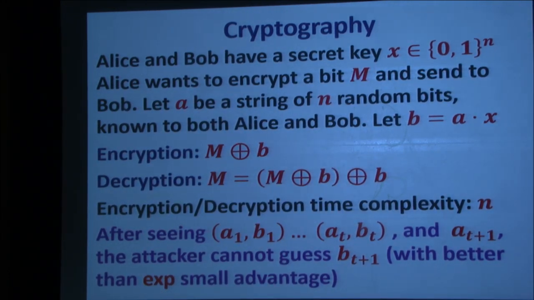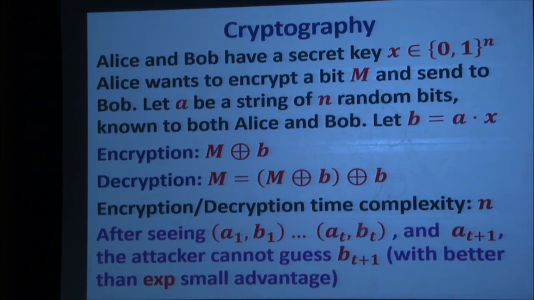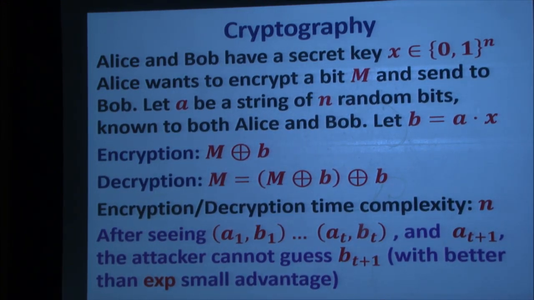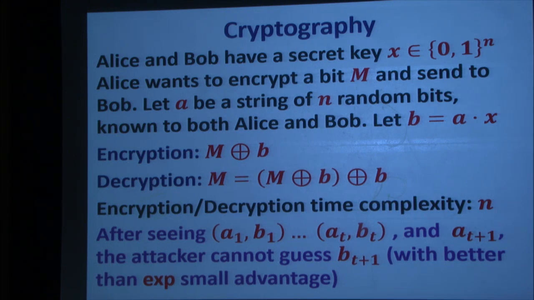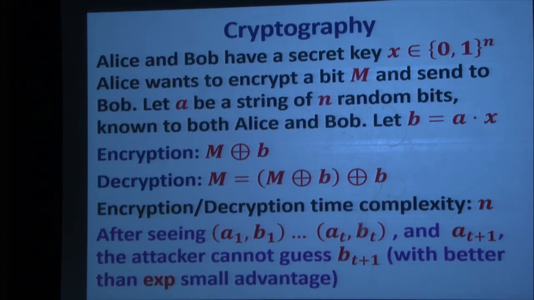By the fact that inner product is a strong extractor, the attacker cannot guess B(T+1) with better than exponentially small advantage. So even if the attacker saw all the communication so far, and knows everything that happened so far, the attacker will not be able to predict the next bit with better than exponentially small probability. So this is what I mean by secure.